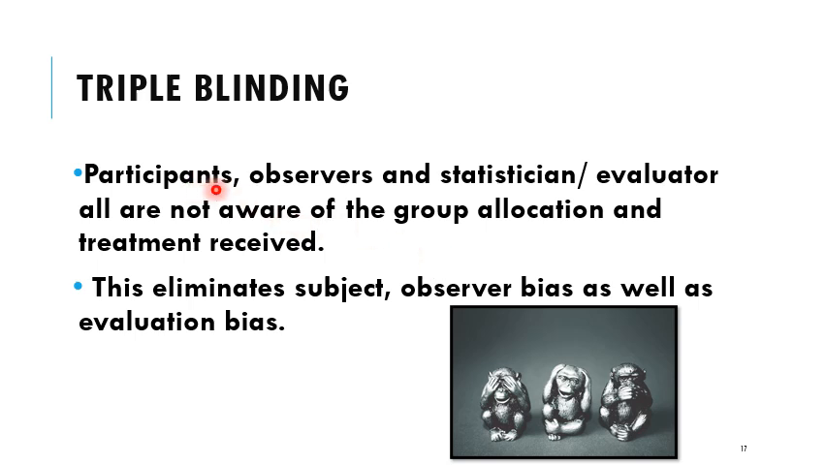Triple blinding, when participants, observers or interviewers, as well as evaluators or statisticians, are all not aware of the group allocation and treatment received. To the evaluator, we will only send the data, this is group A, group B. We won't tell what is the test group, which is the control group, or which is the ideal group, the positive control group, or the gold standard drug. We won't tell any information. So even the statistician will not be able to know. He or she will also be blinded. So this is triple blinding. This will eliminate observer, subject as well as evaluation bias. Thank you.